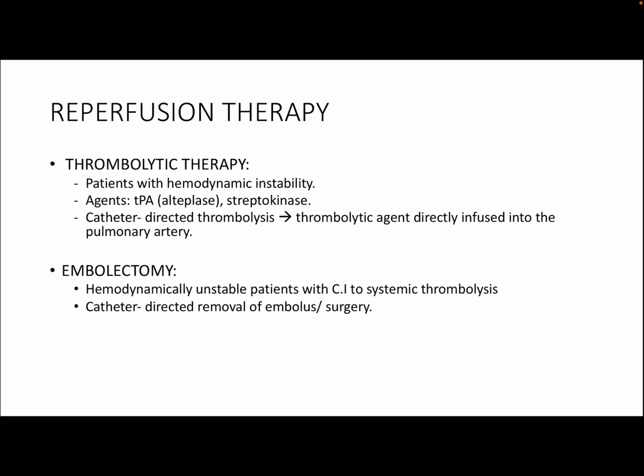So what are the options for reperfusion therapy in a hemodynamically unstable patient? The first that I talked about was thrombolytic therapy for unstable patients. So the agents we use are tissue plasminogen activators like alteplase and streptokinase. These could be given systemically, or it could also be given in a catheter-directed fashion where the agent is directly infused into the pulmonary artery. The second option, in patients who have contraindications to the thrombolytic therapy, we'll go for catheter-directed removal of the thrombus or the embolus, that is preferred, or we can go for surgery. So these are two options for reperfusion therapy.